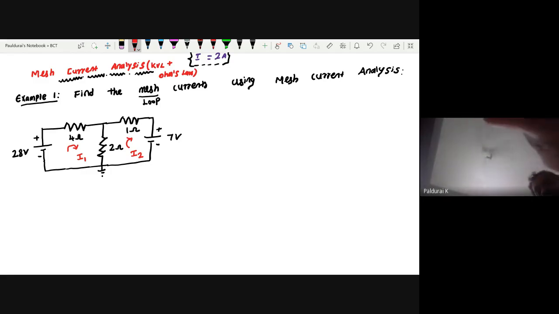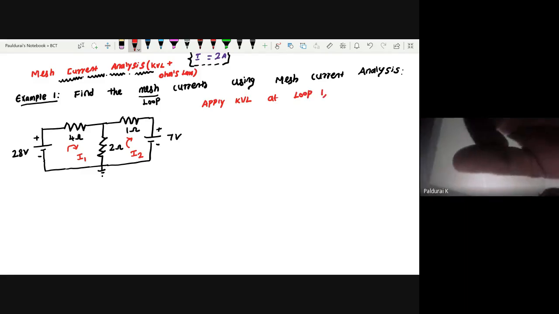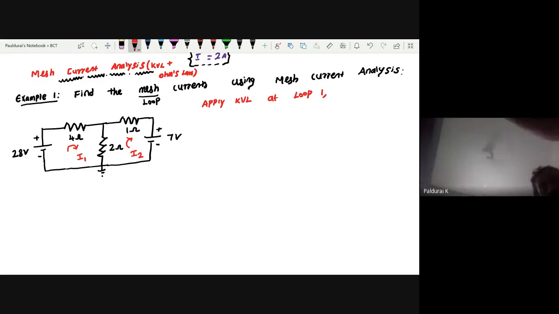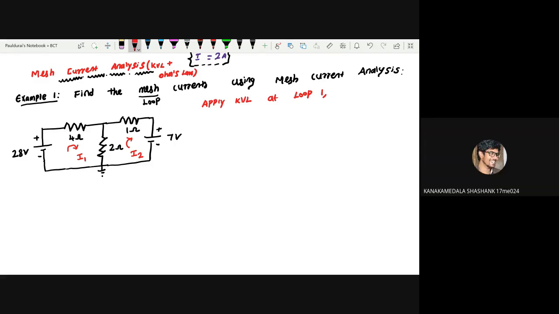What we are going to do: first you want to apply KVL at loop 1. Apply KVL in loop 1. Okay. So how? Take loop 1 alone. Take loop 1 alone. Time being, forget loop 2. Okay. I don't need loop 2, I'll keep only loop 1. Now who is in loop 1? Anyone? In loop 1, how many circuit elements? Three, sir. Three. Okay.